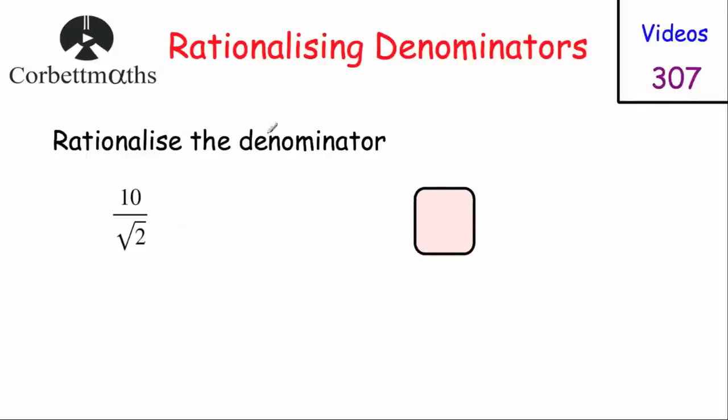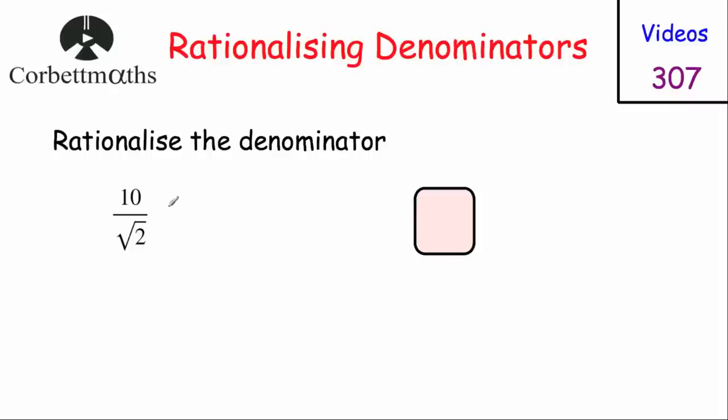Okay, so let's have a look at our next topic. So our next topic is rationalizing denominators. Now, in maths, we tend not to like to have irrational numbers on the denominators of fractions. So for instance, something like 10 over root 2, we tend not to like to have that because we've got an irrational number, root 2, on the denominator. So whenever we've got a fraction such as 10 over root 2, we are sometimes asked to rationalize the denominator. And what that means is get rid of that root 2 on the denominator.